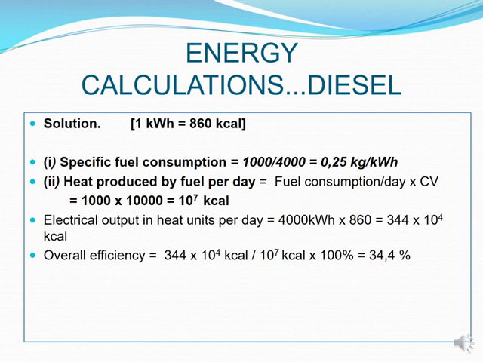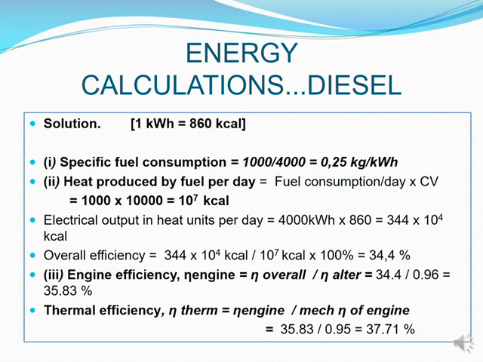Then we go on and work out our electrical output in heat for the day as well. It is just going to be the 4,000 multiplied by the 860. Why again are we not multiplying by the 24 for the number of hours in a day? Because the question gives it to us as 4,000 kilowatt hour per day. So therefore we get an answer of 344 times 10 to the 4 kilocalories, and our overall efficiency will simply be what we just got as our electrical output in heat, divided by our heat produced, which was the 10 to the 7, and that will give us 34.4%.